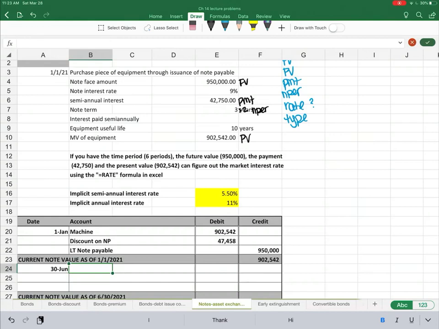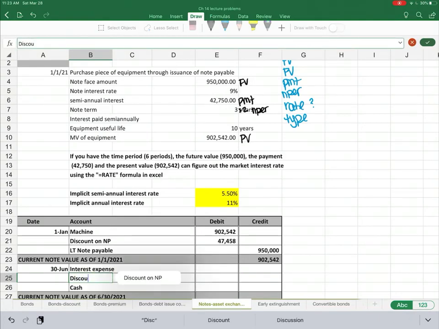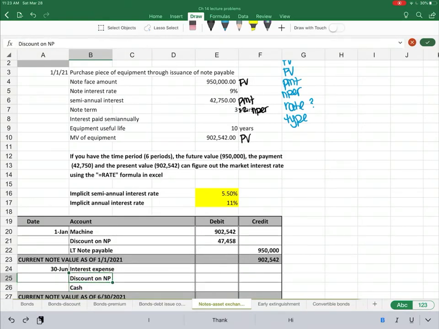And we use that net value to then calculate our interest expense using the effective interest method. So you'll remember from the bond lectures that every interest period we make the same entry: debit interest expense, credit cash, and then we'll either debit or credit the premium or discount. In this case, we have a discount, so we're going to be crediting that discount on note payable.